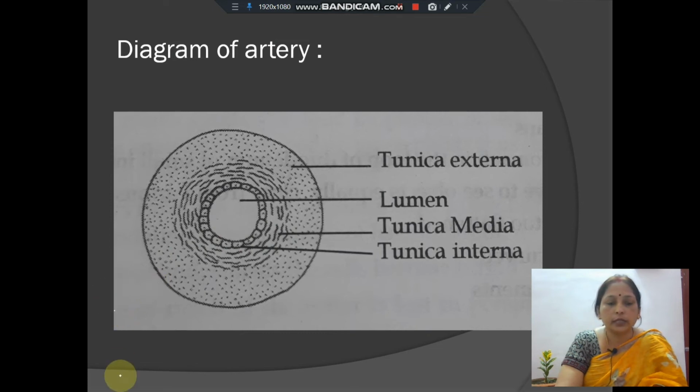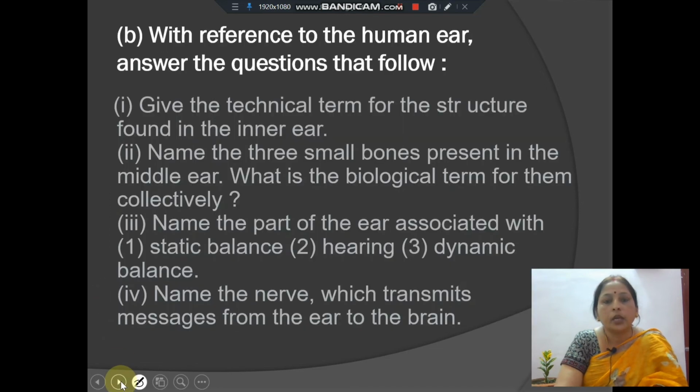Now moving to the next slide. With reference to the human ear, answer the questions that follow. Give the technical term for the structure found in the inner ear. Technical term for the structure found in the inner ear is the membranous labyrinth, which contains semicircular canal, which contains the vestibule, which contains the cochlea. So the membranous labyrinth.